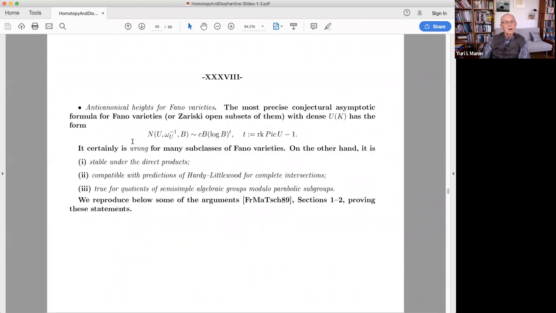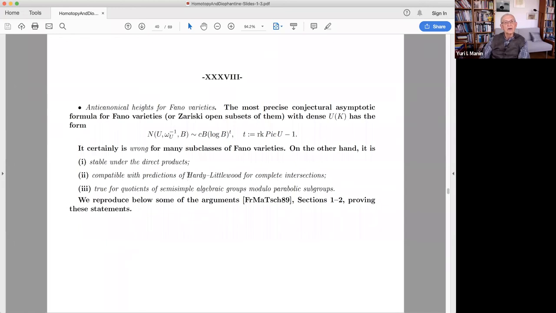So the most precise conjectural asymptotic formula, but it is conjectural, I must stress right away, for Fano varieties or their Zariski open subsets with dense set of points, has the following form. This number is proportional to B multiplied by a certain power of logarithm B, and this power might be the rank of Picard group minus one. And it is certainly wrong for many subclasses of Fano varieties, but on the other hand, it is stable under direct products. It is compatible with predictions of the Hardy-Littlewood method for complete intersections.